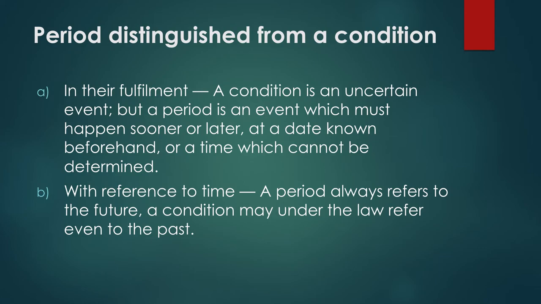So period distinguished from a condition. In their fulfillment, a condition is an uncertain event, but a period is an event which must happen sooner or later. Okay? At a date known beforehand or at a time which cannot be determined. With reference to time, a period always refers to the future. Okay? A condition may, under the law, refer an event to the past if it is an event.